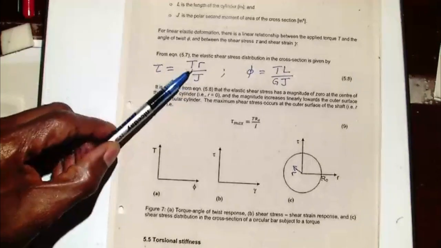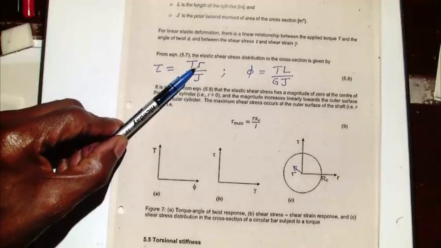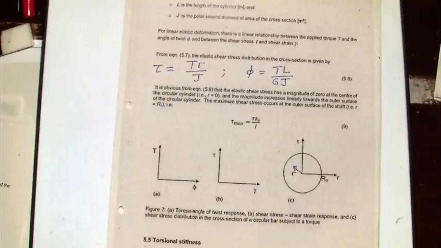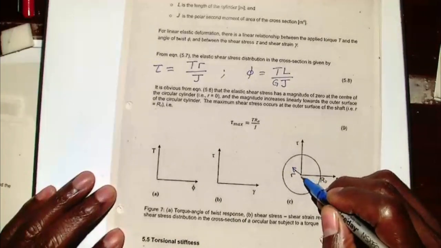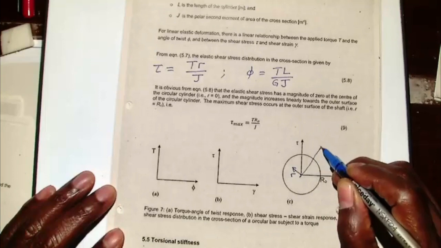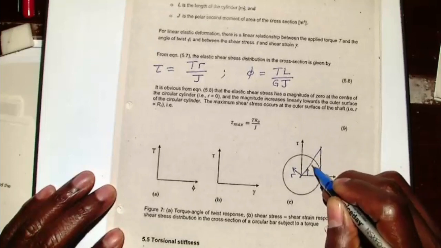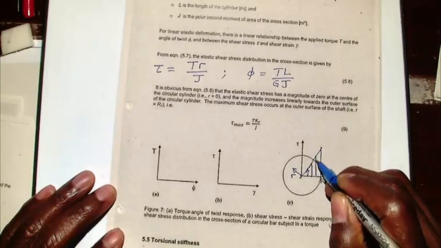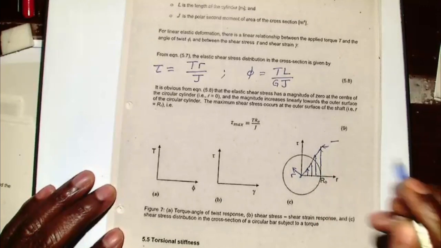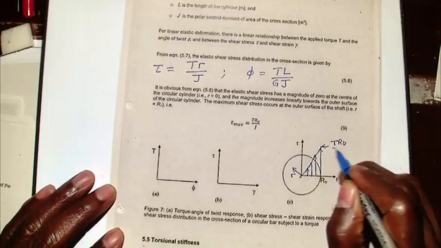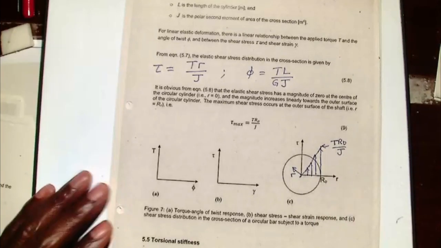The only thing that is changing is that r will be 0 at the center, and it will be maximum at the outer surface. So the maximum stress you develop will occur at the surface of the shaft. Therefore, if we were to draw the shear stress, it will be increasing slowly from zero until you get to the outer surface. Right there is the torque times R naught over J.